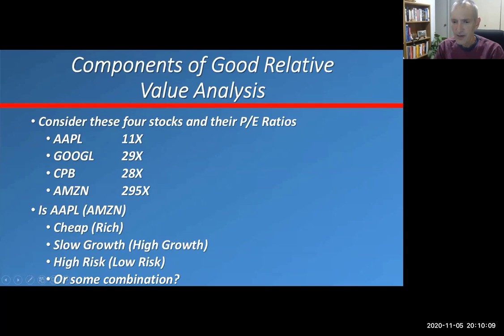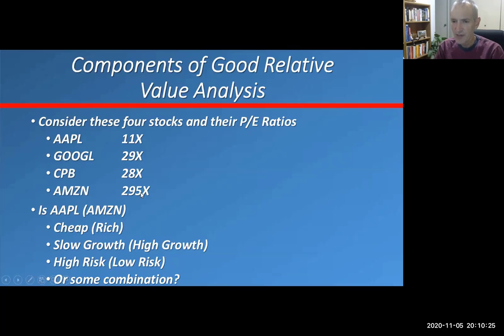But why is that? Are they trading cheap because they're undervalued, they're really a cheap stock? Are they trading cheap because they're a slow growth company? Are they trading cheap because they're high risk, or is it some combination? Maybe they're slow growth and high risk, but they're still cheap.